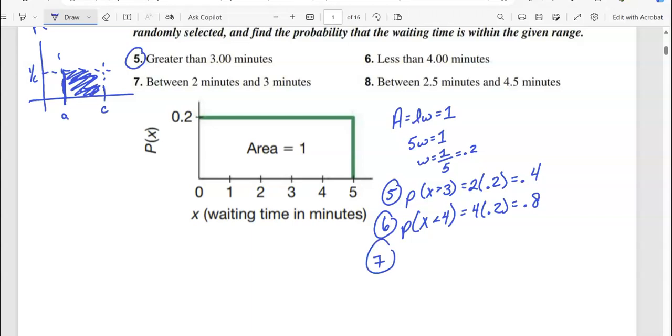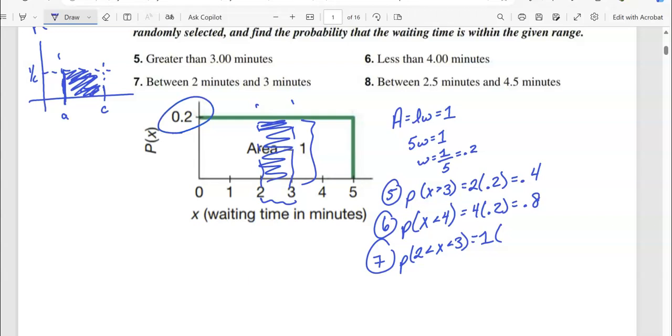7, probability that we're waiting between 2 and 3. So 2 and 3 would be this area in here. I could write that mathematically as 2 is less than x is less than 3. So that has a width of 1. And we know the height is 0.2. And 1 times 0.2 is 0.2.